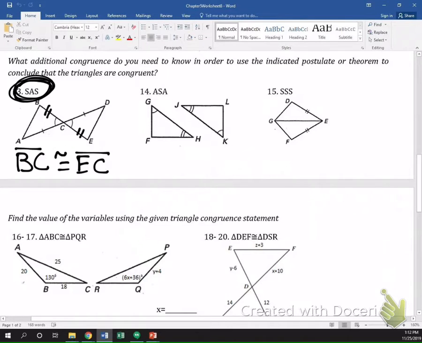On number 14, we want the angle, side, angle. I have angle, then I have an angle. I need the side that's in between those so that it's angle, side, angle. If I pick one of the outside sides, then it'd be angle, angle, side, which isn't what I want. So you have to go with that side in the middle. So segment GH would need to be congruent to segment KJ. Yep.